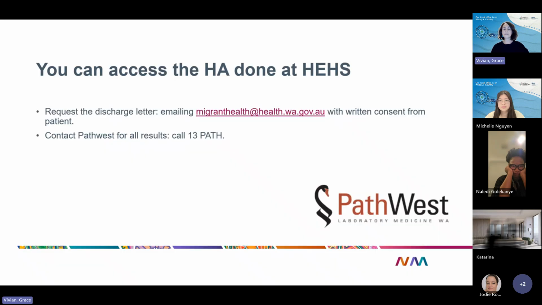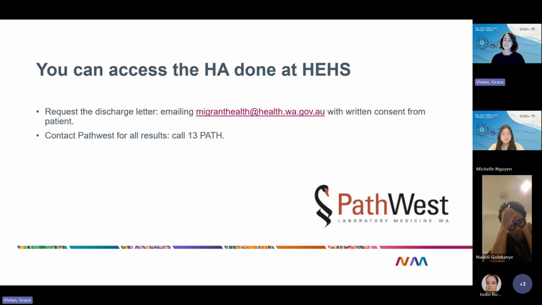It's important to note that you can access the health assessment that we do at HES. We take all of the information that's gathered over the 2 visits from the patient and put it into a discharge letter. It really is quite detailed, and we email or send that letter through to the patient's general practitioner if they have one. And if they don't have one already, ideally we print it out and give it to the patient to take to their GP if there's time to do so within the consult.